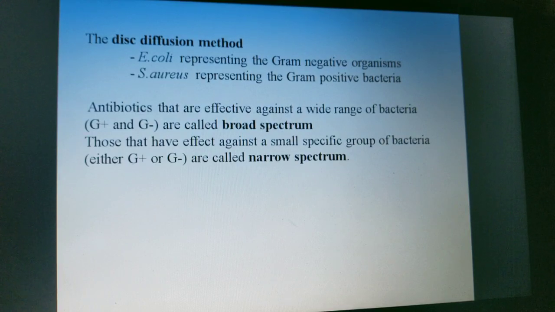And for the disc diffusion method, like we have discussed, we can take two examples. First, we are taking E. coli, which represents a gram negative organism, and the second example is Staphylococcus aureus, representing gram positive bacteria. From this we can conclude that antibiotics that are effective against a wide range of bacteria can be considered broad spectrum, whereas those that have effect against a small specific group of bacteria are called narrow spectrum. I hope you have understood this topic.